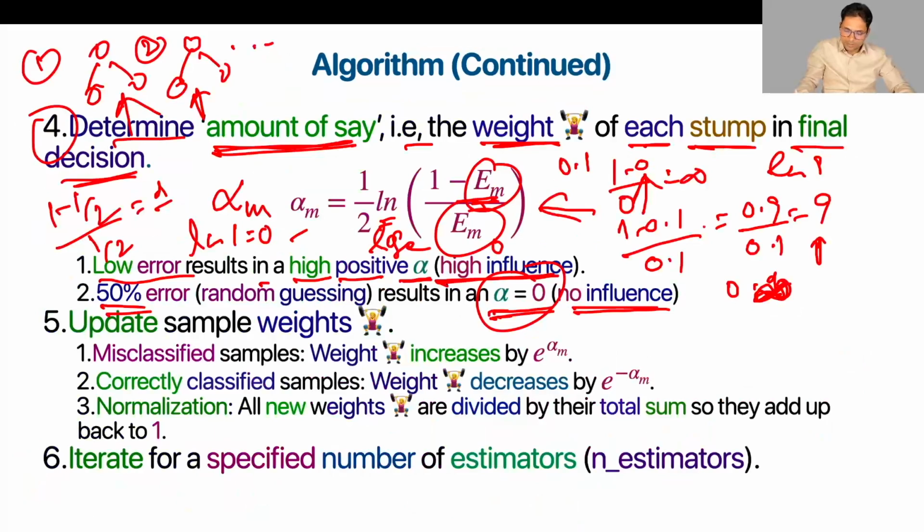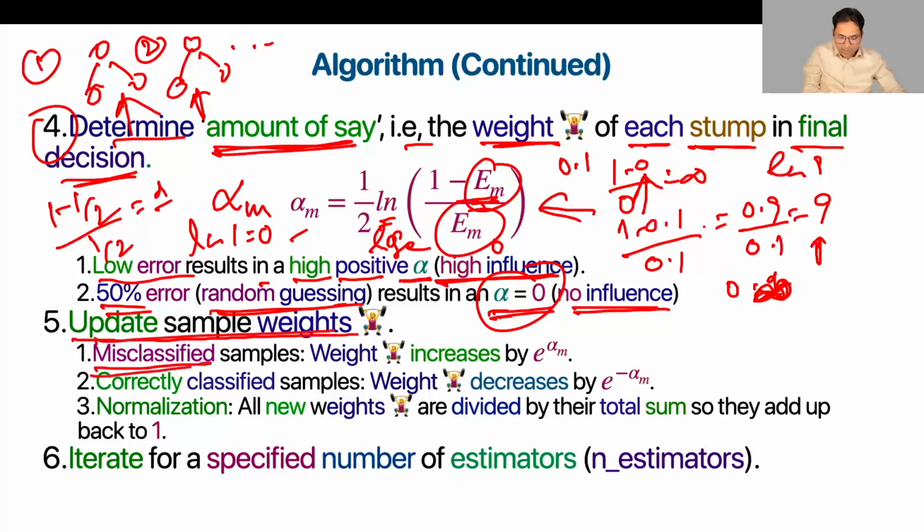Yes, it's doing random guessing. Then that is your say. Less error means you are a better model and you have a higher say. As simple as that. If you are making random guesses, 0 say. 50-50 means 0 say. And then update the sample weights.